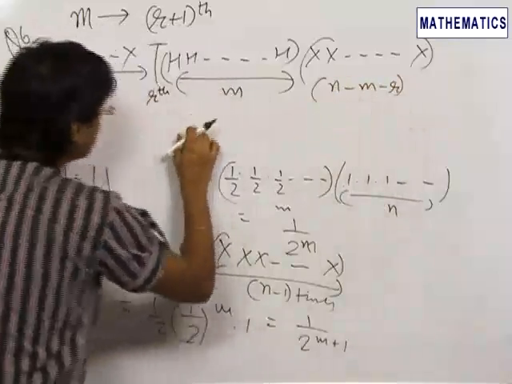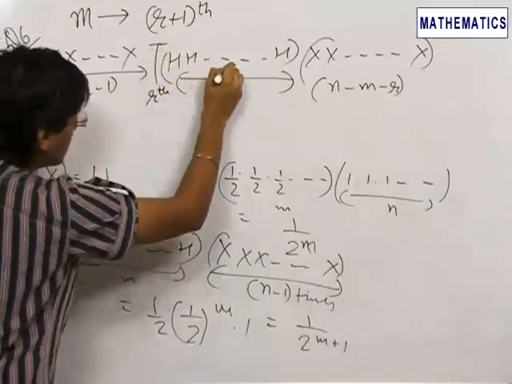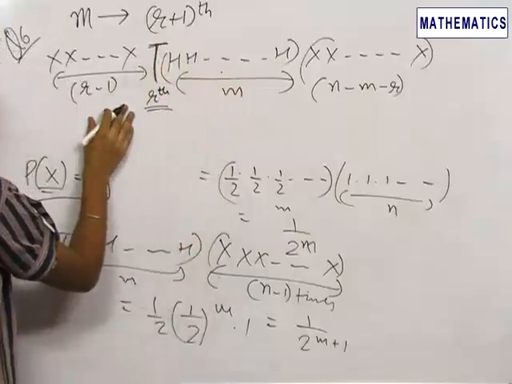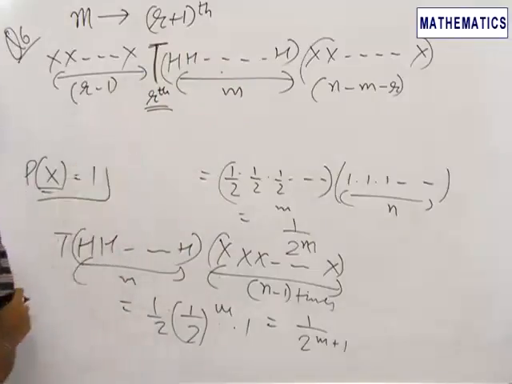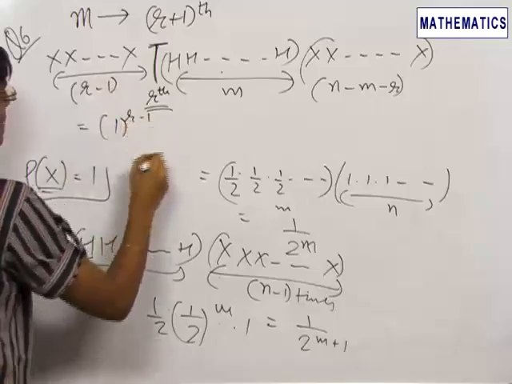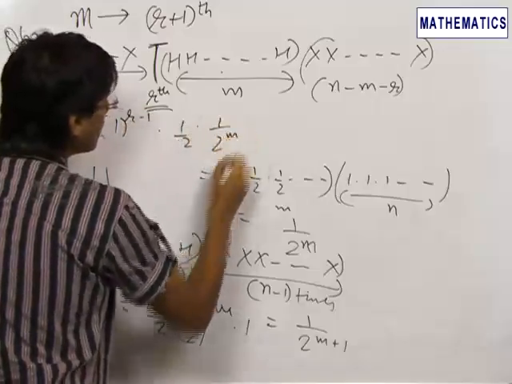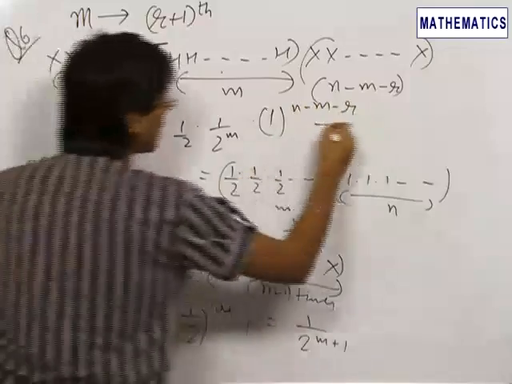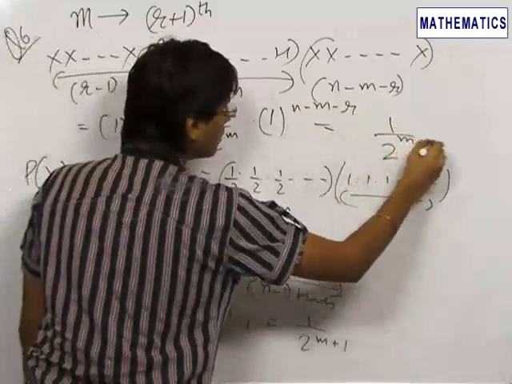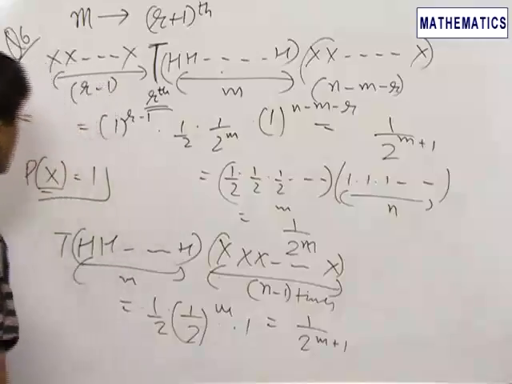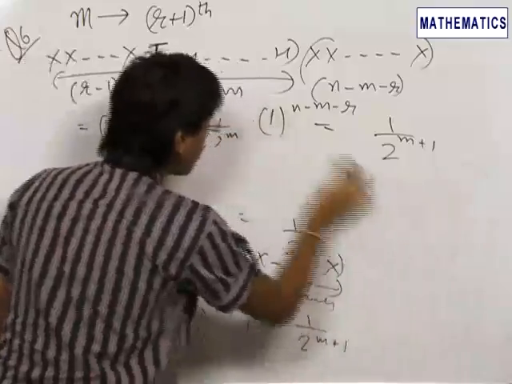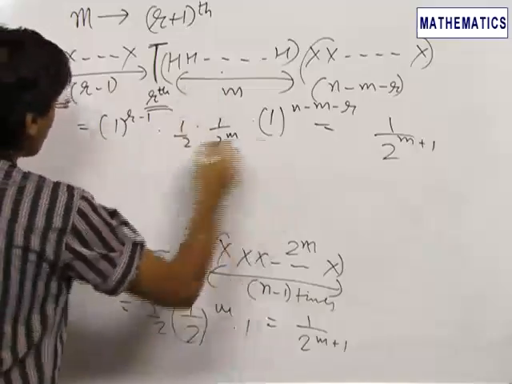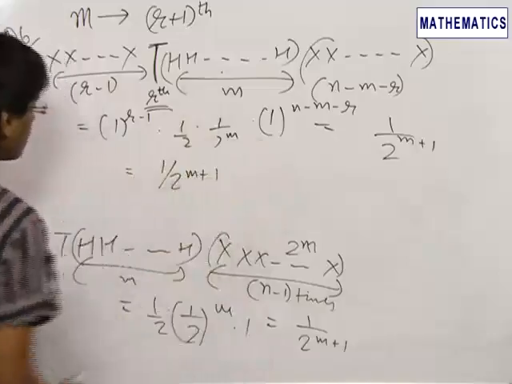You should understand that if the heads are starting from the r plus 1th place, then we should have a tail in the rth place, and before this rth place, the r minus 1 places can be filled by anything, either a head or a tail. So this is equal to 1 to the power r minus 1, into half to the power m, and then 1 again for the remaining n minus m minus r places. So this again comes out to be 1 upon 2 to the power m plus 1. Hence we have seen that whether we start from the second, third or r plus 1th place, our probability of getting at least m consecutive heads always comes out to be 1 upon 2 to the power m plus 1.